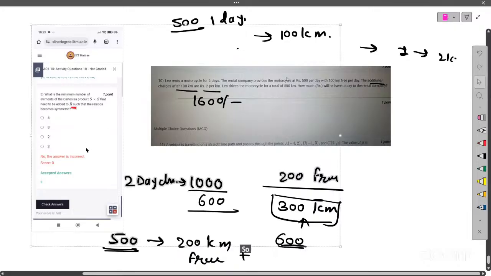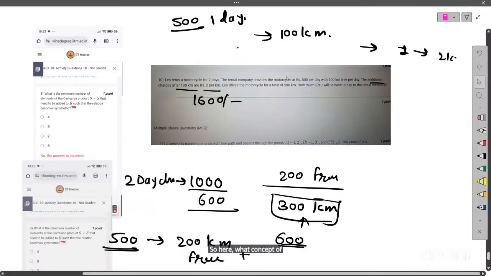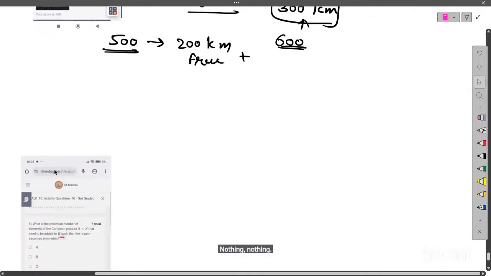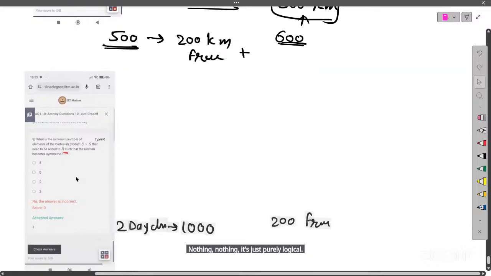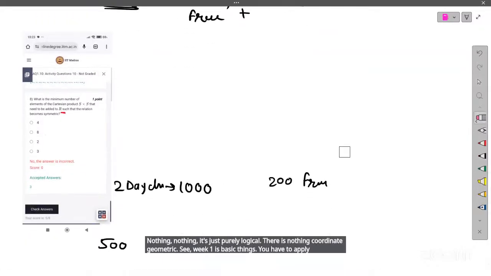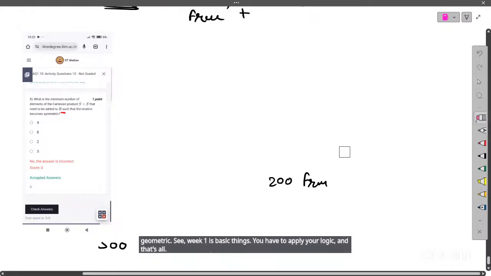So here, what concept of coordinate geometry is used? Why is such a type of question given? Nothing, it's just purely logical. There is nothing of coordinate geometry. See, week 1 is basic things, so you have to apply your logic and that's all. There is no coordinate geometry.